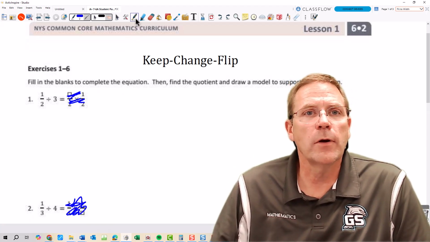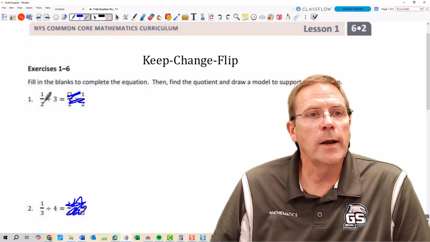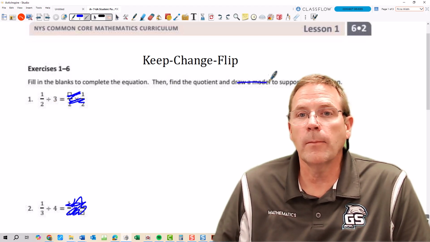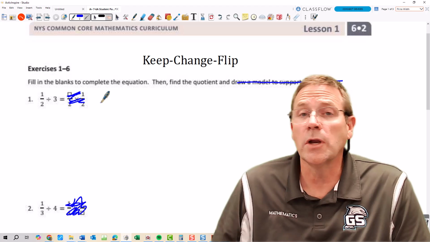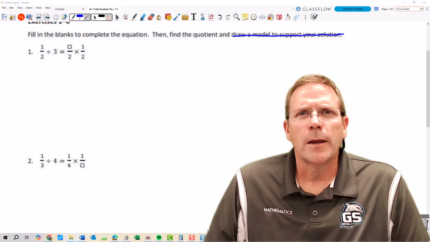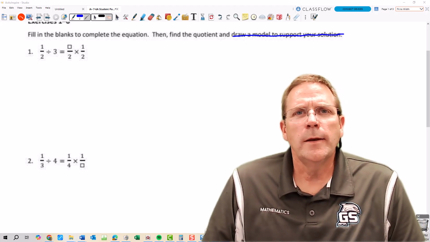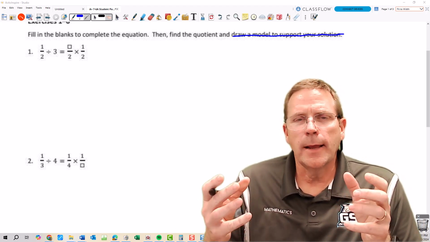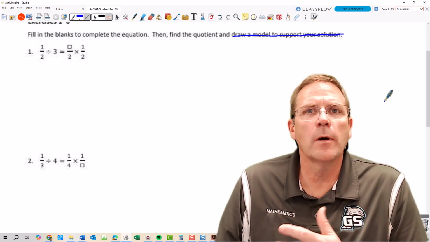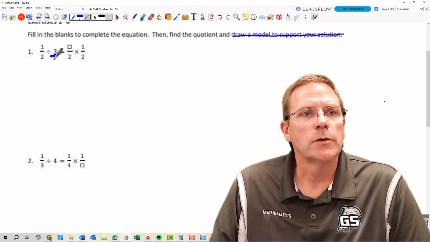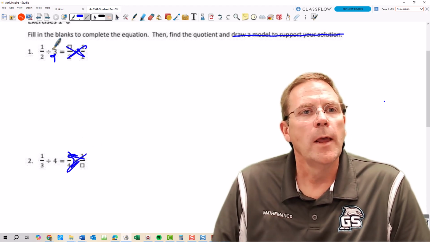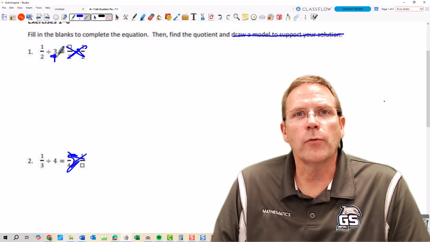Let's take a look at the very first example here. You got 1/2 divided by 3. Now, we're not worried about this part right here about drawing the model to support your solution. We have done plenty of that. We're just worried about the algorithm. Now, the way this works is anytime you have a fraction and a whole number involved with each other, you're going to start off by turning that whole number into an improper fraction. So right here, we're going to end up with a 3/1.